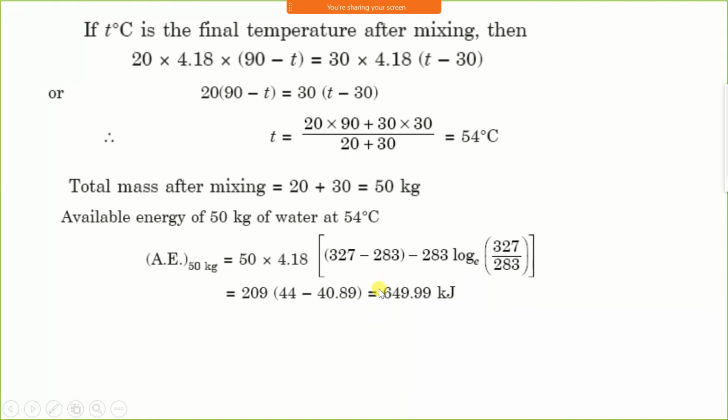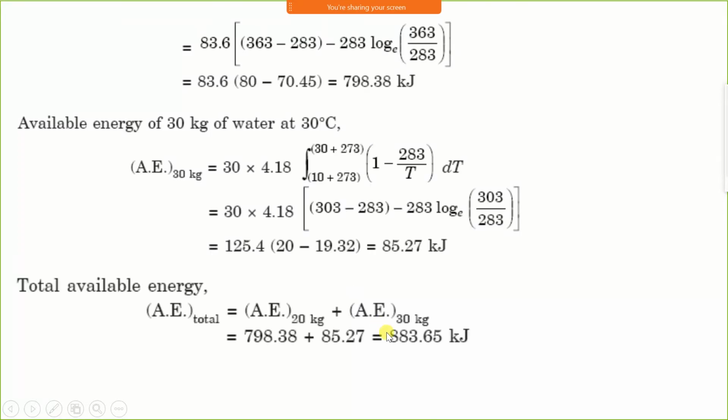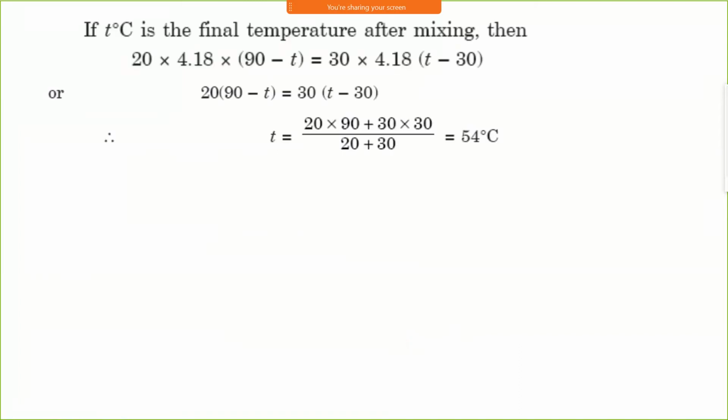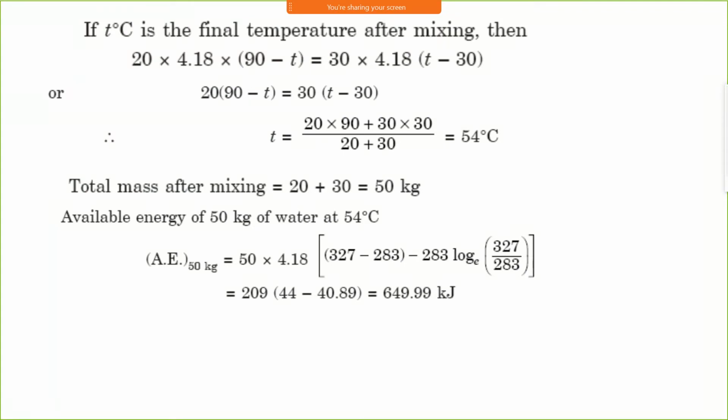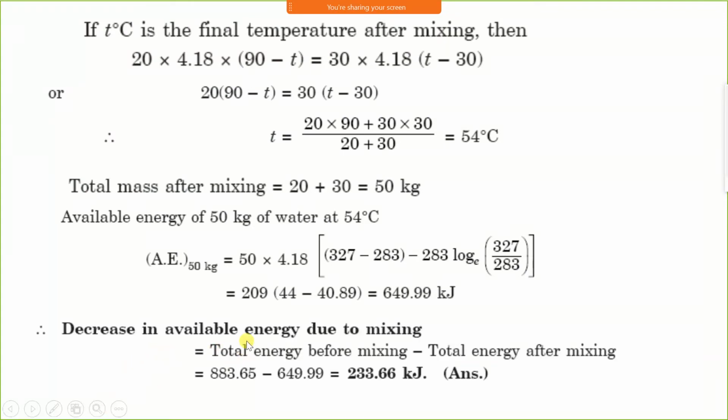When the water is mixed, available energy decreases. When the water was not mixed, available energy was 883. It means when water is mixed, available energy decreases, and we have to calculate the decrease in available energy. Therefore, total energy before mixing minus total energy after mixing. Total energy before mixing was 883.65 and after mixing is 649.99. That is 233.66, the decrease in available energy.